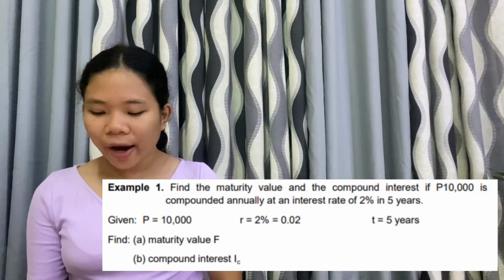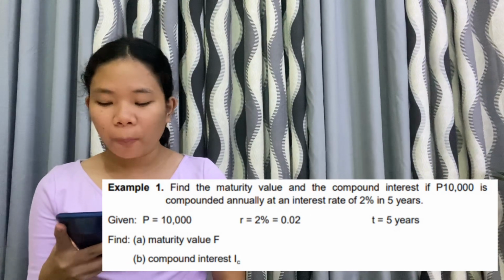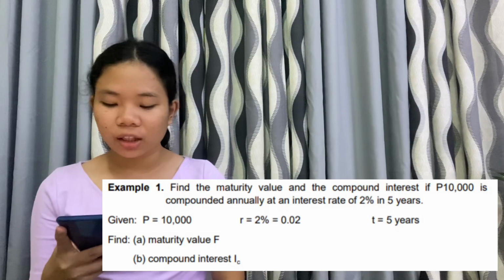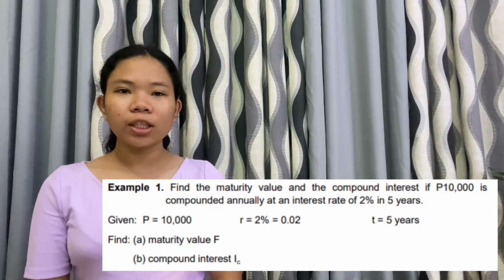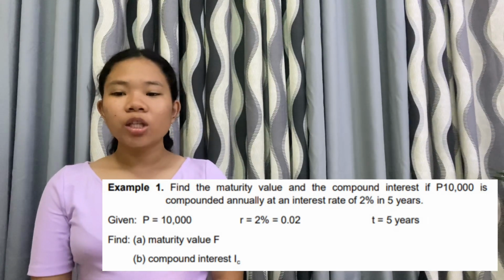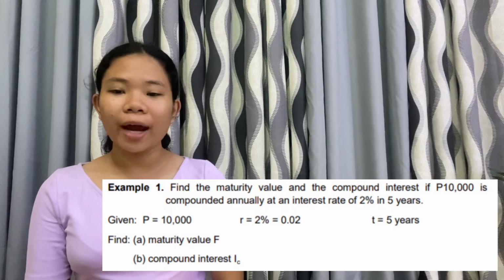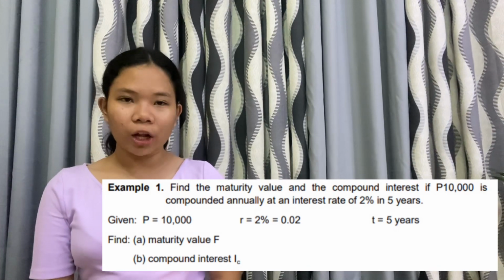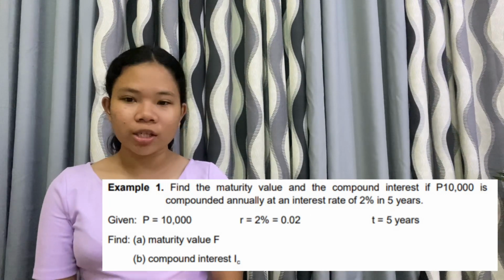For further understanding, here are some examples on finding the maturity value and compound interest. Example number 1. Find the maturity value and the compound interest if 10,000 is compounded annually at an interest rate of 2% in 5 years. In this problem, the maturity value is what is being asked. To find it, the first step is to write the given values: the present value, 10,000, 2% interest rate, and 5 years term.